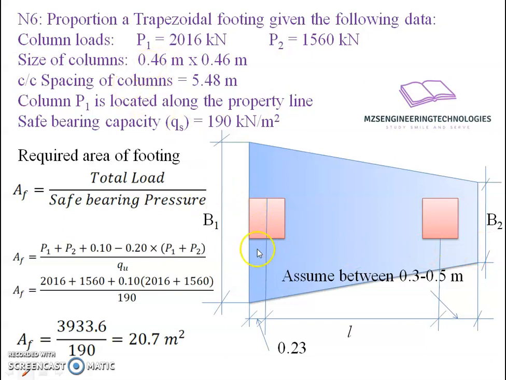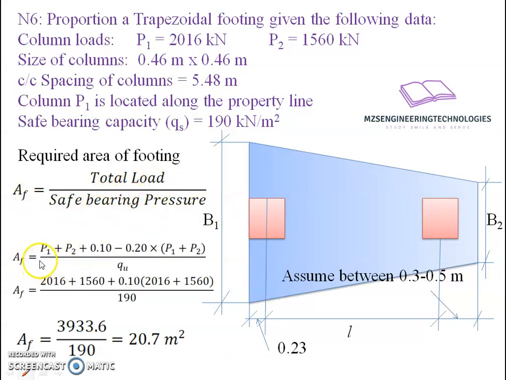Here column 1 is on the property line, which carries a load of 2016 kilonewton, whereas column 2 is in the interior of the footing, which carries a load of 1560, spaced at a distance of 5.48 meter from column 1. So let's start with the estimation of the required area. The required area of the footing can be found out.